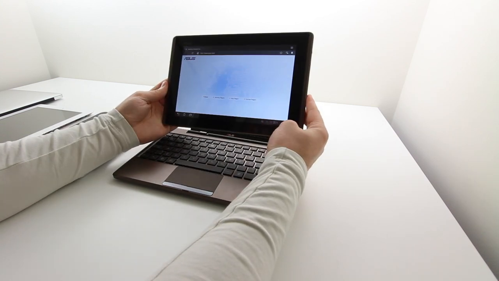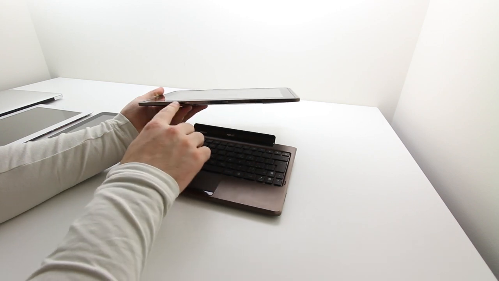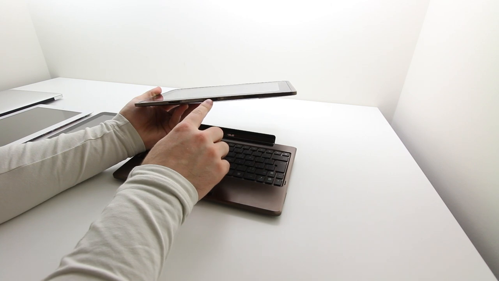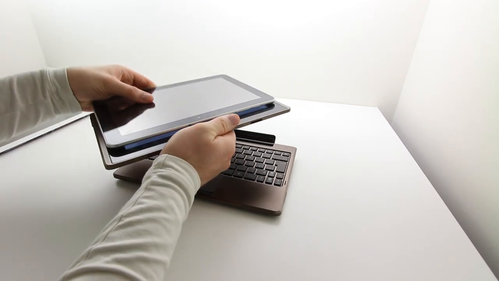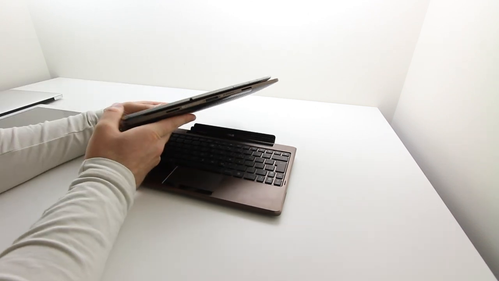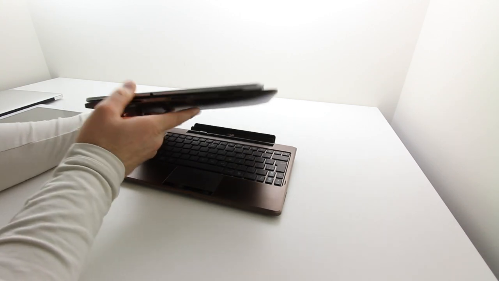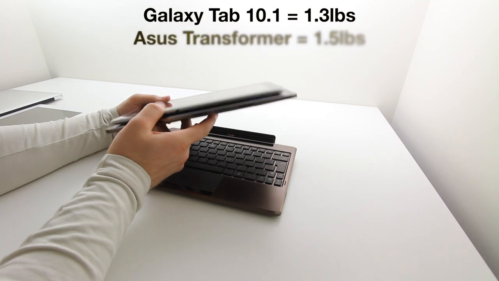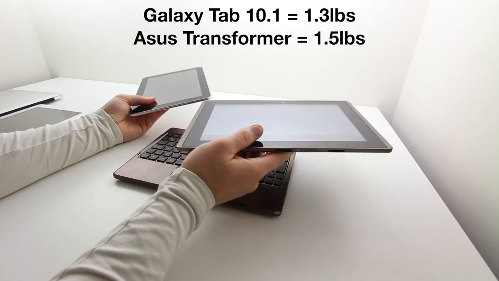And then there it is. You've got your tablet. On the bottom side of the unit, you have two different ports that allow the unit to be locked in there, as well as your proprietary Asus port. Now, when you hold the Galaxy Tab 10.1 up against the Transformer, you can see it's not that much thinner. It's a little bit shorter, the Tab 10.1, that is, and it's significantly lighter. You can definitely notice the weight difference.